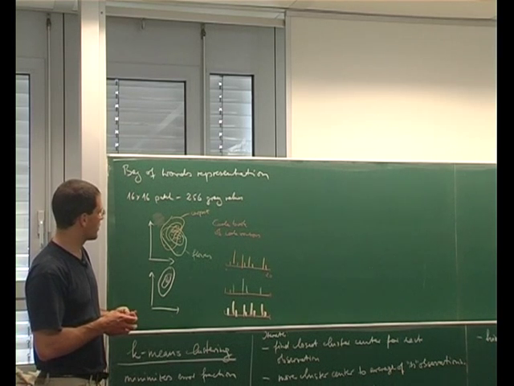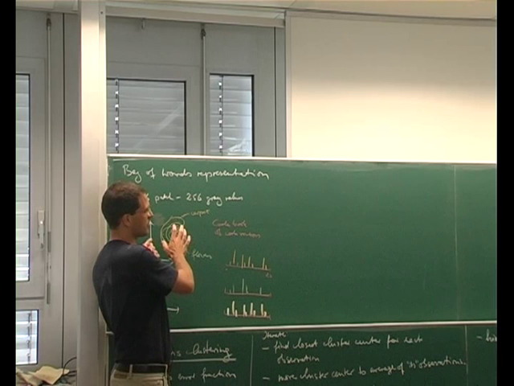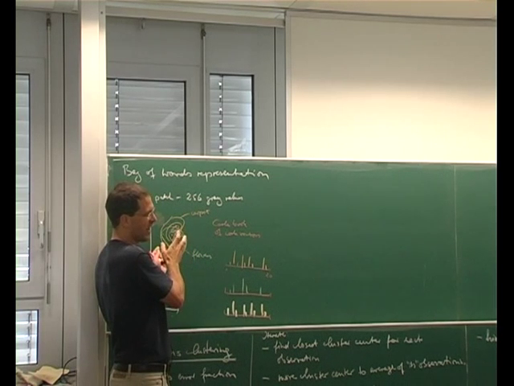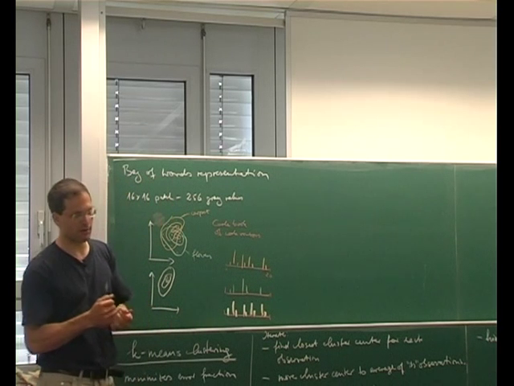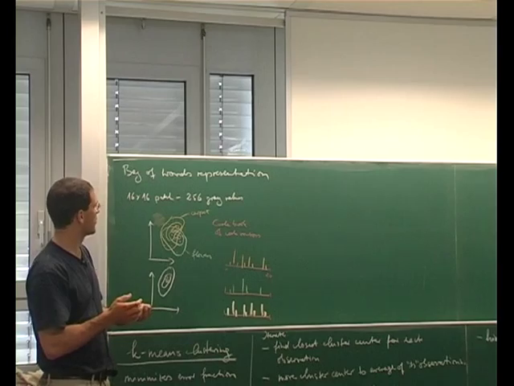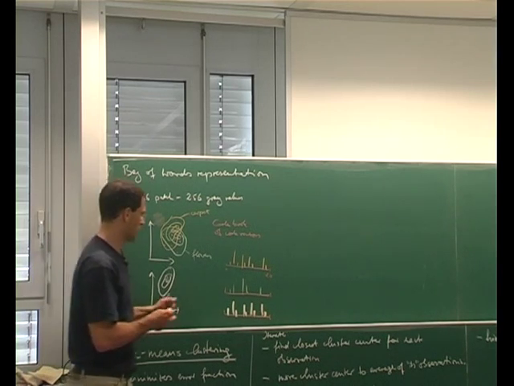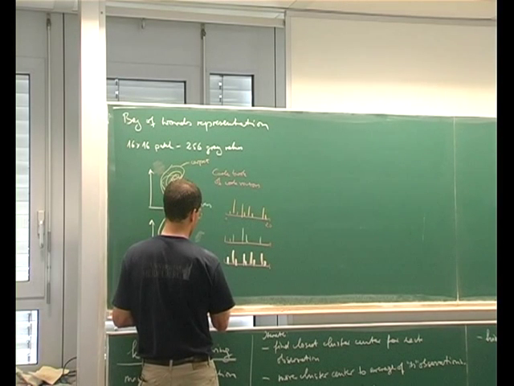So using vector quantization allows us to summarize a very high dimensional distribution in terms of just a single vector of numbers, but this is a lossy compression. Okay, we lose information in this process.